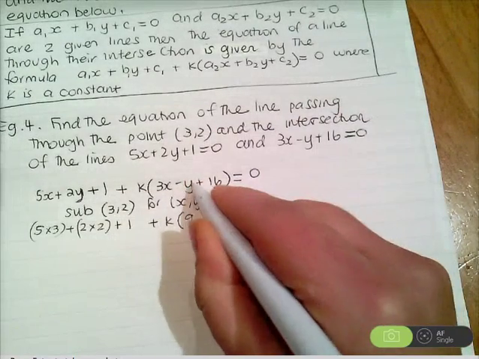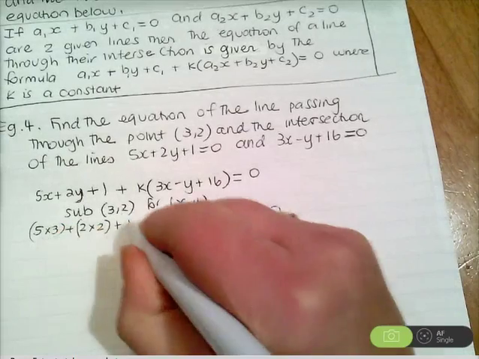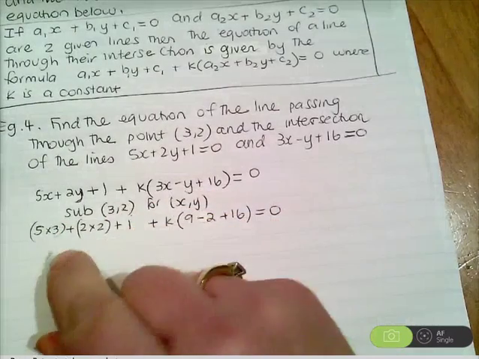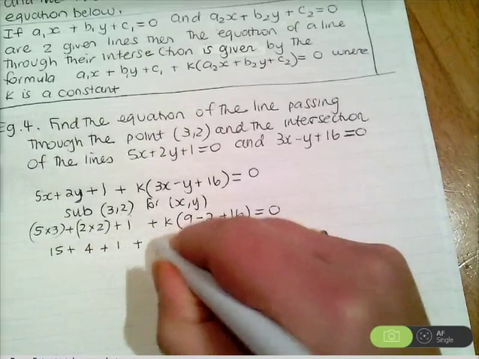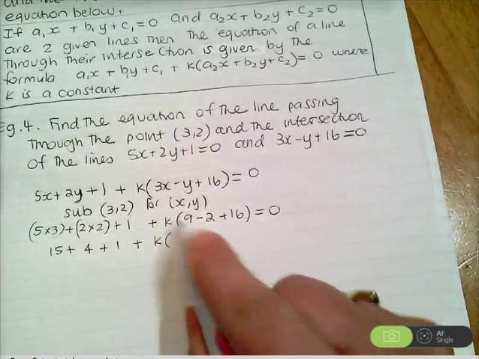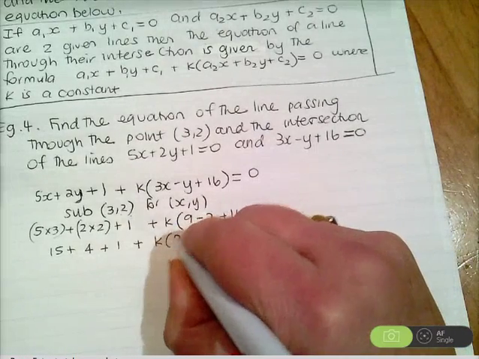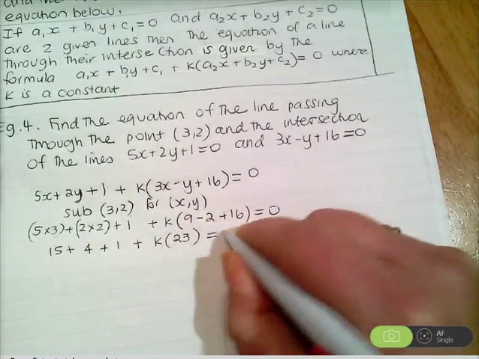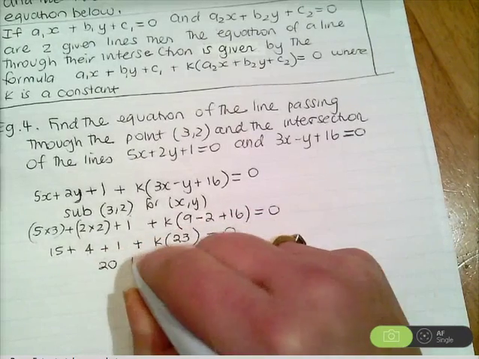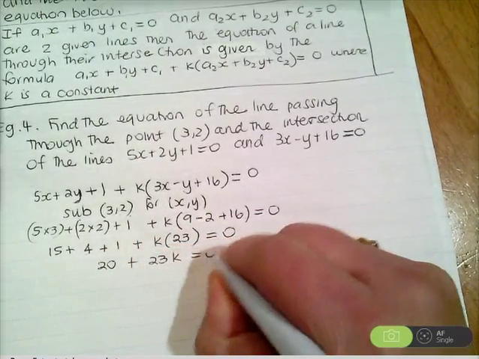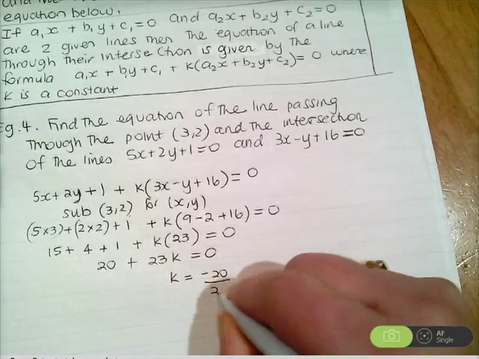And then we get minus whatever the y is, so minus 2 plus 16 equals 0. So I should have just worked this first one out anyway. So 15, we've got 15 plus 4 plus 1 plus k times all of this. So 9 minus 2 is 7 plus 16 is 23 equals 0. So we get 15 plus 4 plus 1. That's 20 plus 23k equals 0, which gives us that k is negative 20 over 23.